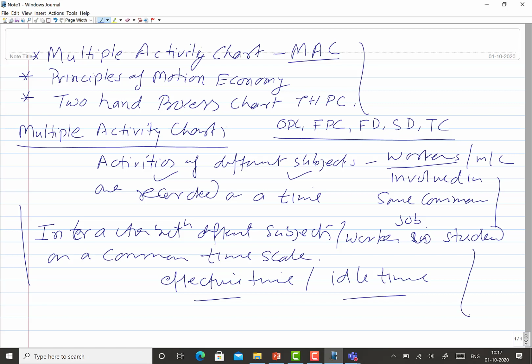And this kind of situation can be observed in a number of cases, like four workers are working on a big machine, or four workers are working in a common process, like casting is being done. So someone is making patterns, someone is making mold, someone is facilitating the melting of the material, someone is pouring, someone is cleaning the casting, like that.